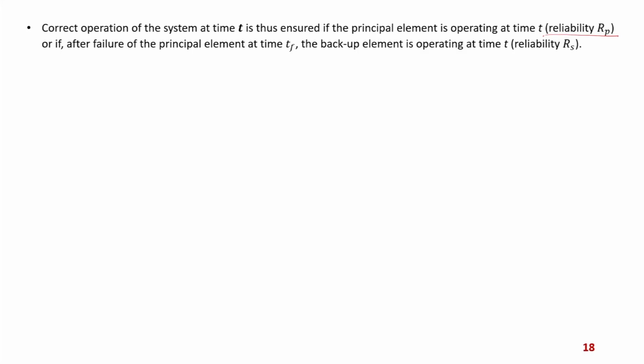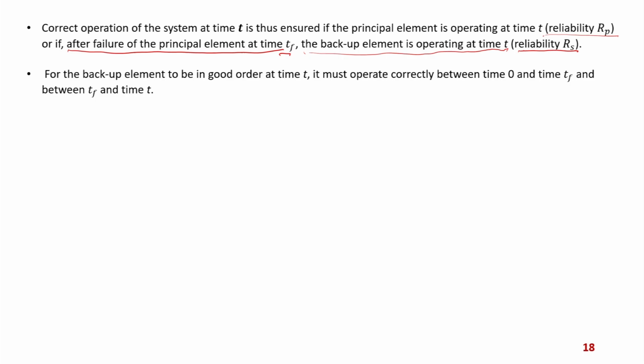Okay. What can be the other way? The other way can be that after failure of the principal element at t f, the backup element is operating at time t. Then it is given by the reliability R s. Here again, what is the condition? That the element's health should be good, it should not be a failed element. Over time an element can fail, so that should not be there. So, we will consider all those probability functions.